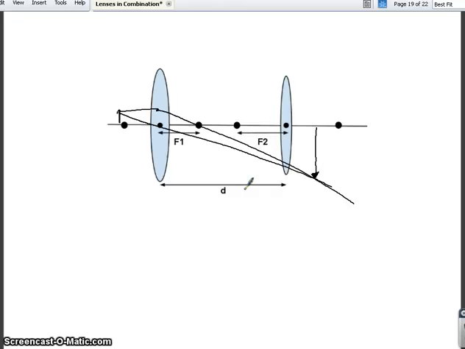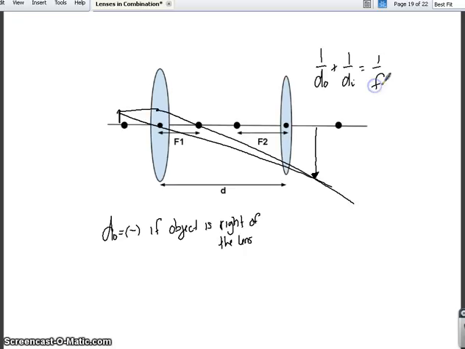And so, if you remember, when we did our signs, dO is negative if the object is right of the lens. So when we do our next equation, 1 over dO plus 1 over dI equals 1 over F, for this second lens, this would be our second problem, okay?